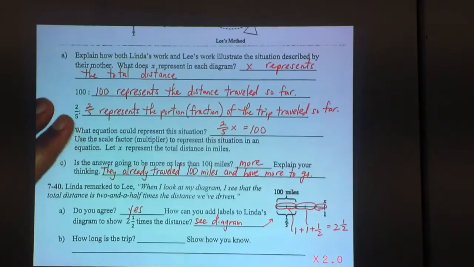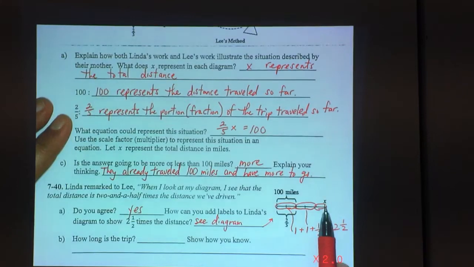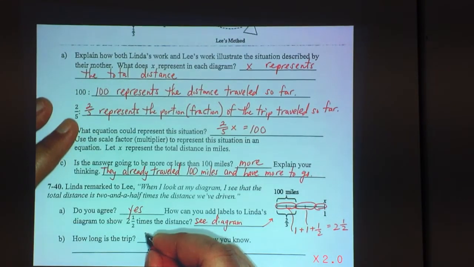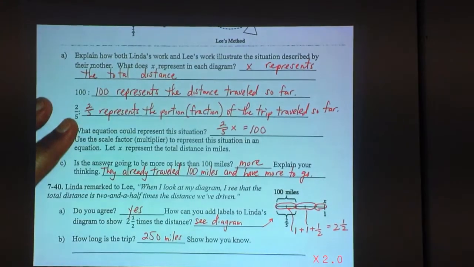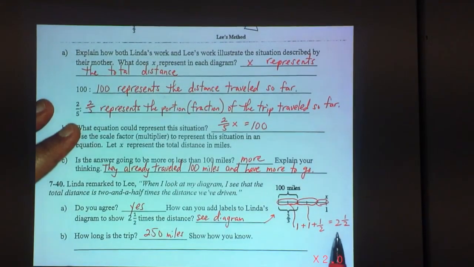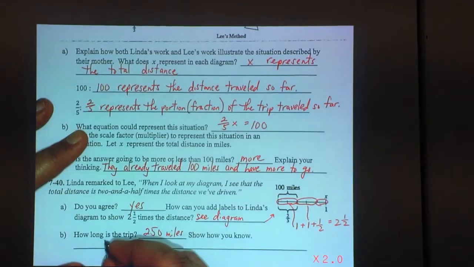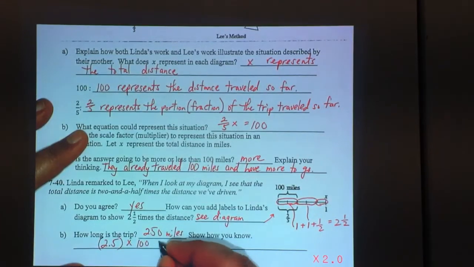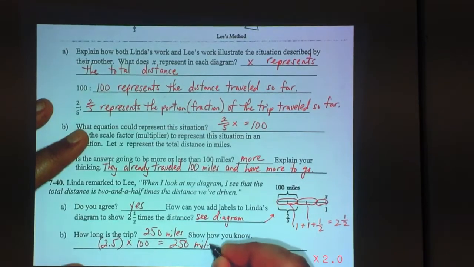Okay, so how long is the trip? So this is 100. How much is this? This is also 100. And what's half of 100? 50. So 100 plus 100 plus 50 is 250 miles. Show how you know. Okay, so how do you change 2.5 to a decimal? 2.5. 2.5 times 100 equals 250 miles.